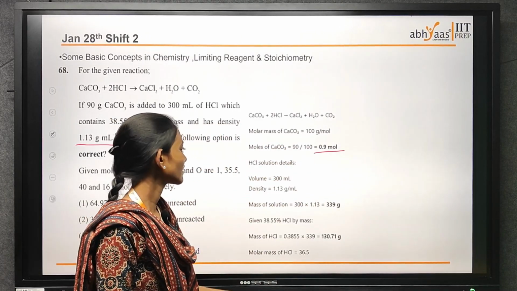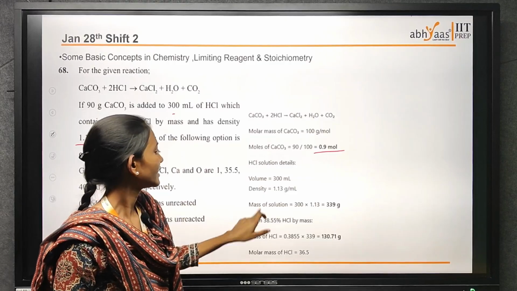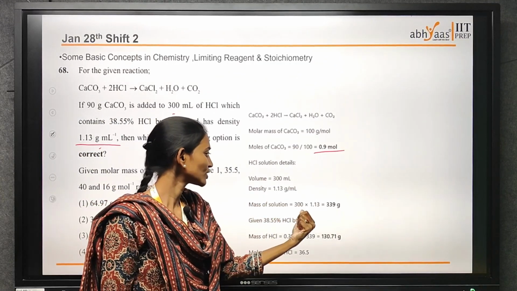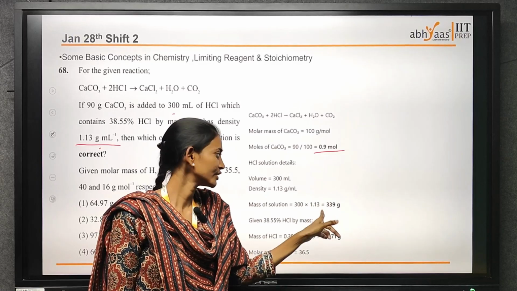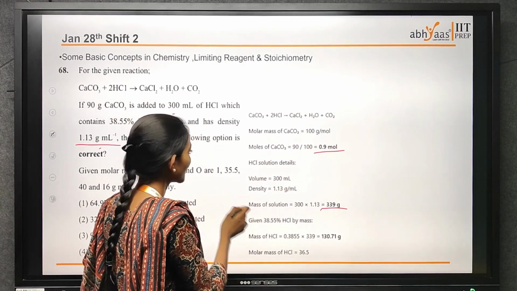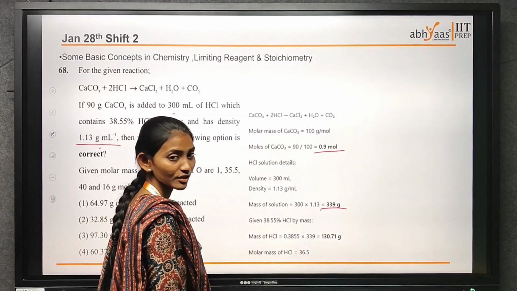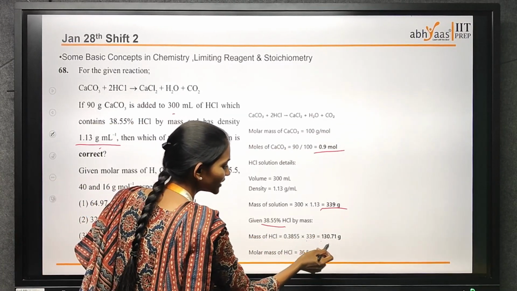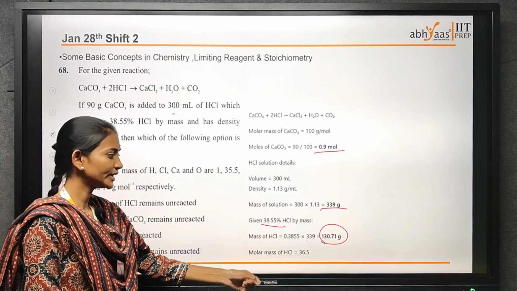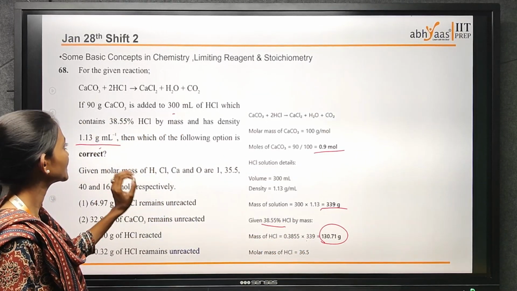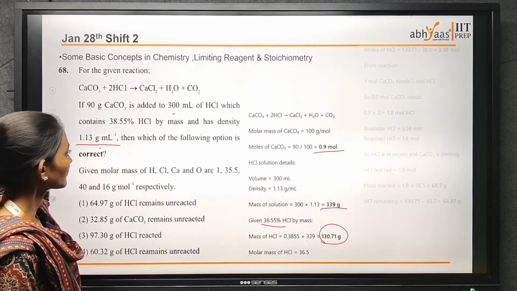The HCl solution has volume 300 ml, and the density is also required, 1.13 grams per ml. So mass of solution is 300 into 1.13, which is 339 grams. They have given 38.55% of HCl, so mass of HCl is this into 339, which gives 130.71 grams. The molar mass of HCl is given, which is 36.5.